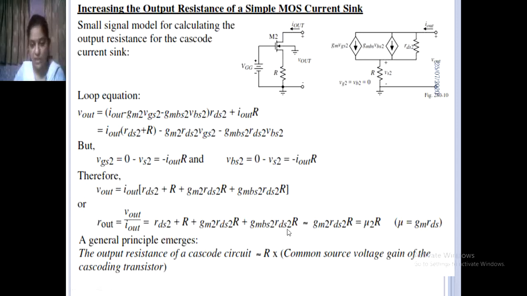Now this term is approximately equal to this term. Both are negligible, and this is nothing but the product of the transconductance and voltage, mu2 into R. So the general principle emerges: the output resistance of a cascode circuit is equal to R times the common source voltage gain of the cascoding transistor. To increase the output resistance, a cascode current sink is used, and we conclude that the resistance is increased by the multiplication factor of the common source voltage gain of the cascoding transistor.